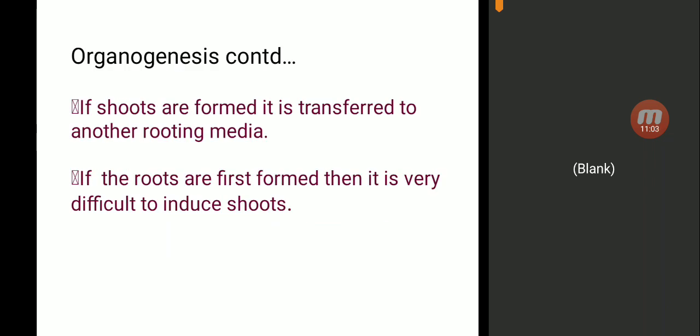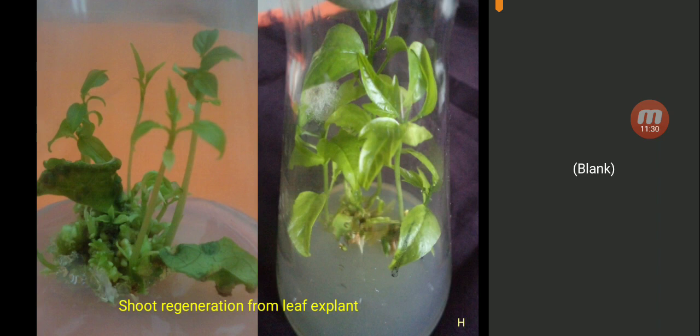If shoots are formed, they are transferred to the rooting medium, and if the roots are formed first, then it is very difficult to induce shoots. Therefore, in the organogenetic process, we prefer the initiation of the shoots rather than the roots, because once the shoots are obtained, it is easy to root them. But when the roots are obtained in the beginning, it is very difficult to make them into shoots. So this is how the shoot regeneration happens in in vitro conditions.